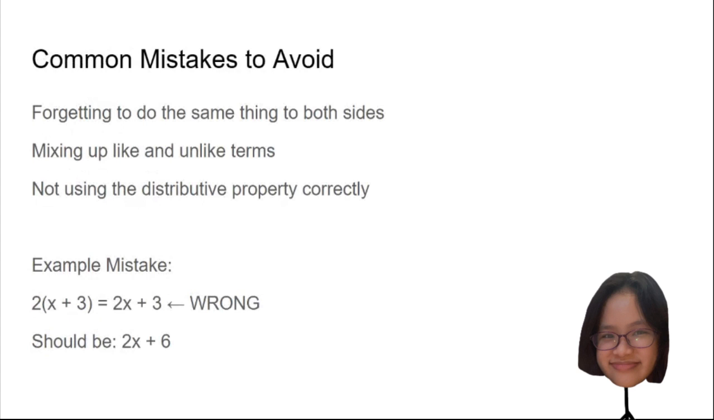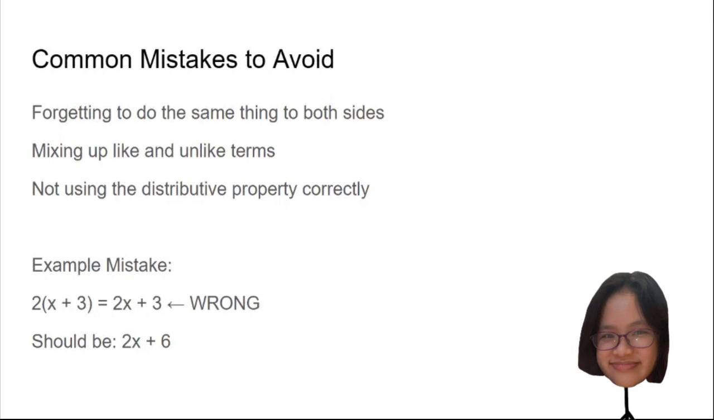Let's go on to the next slide, which is common mistakes to avoid. So these are common mistakes that people usually make, including myself. So forgetting to do the same thing to both sides. This is like if you multiply both sides or if you minus it or plus, yeah. So mixing up like and unlike terms, this may be a common mistake if you're writing the equation down and you forget to write an x or you write an extra x by accident.